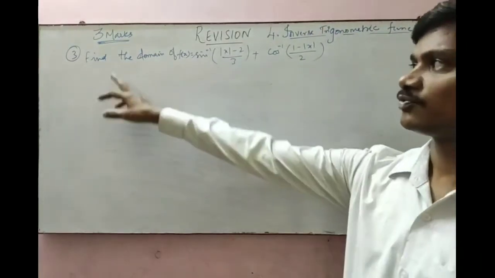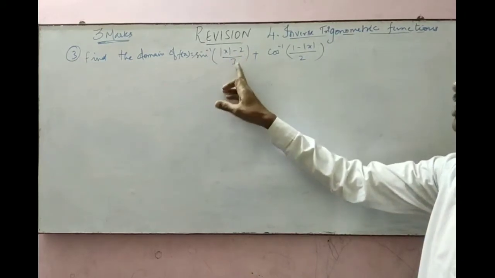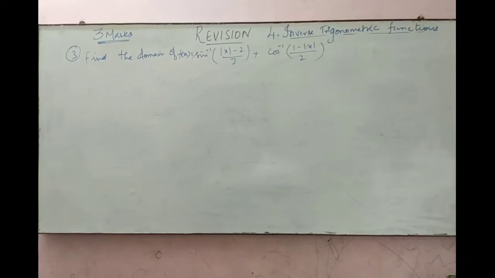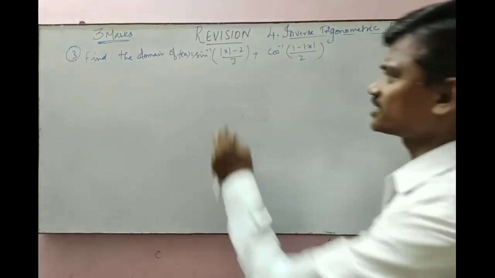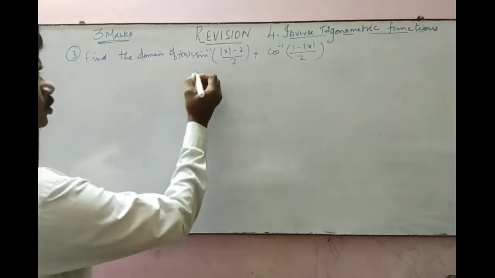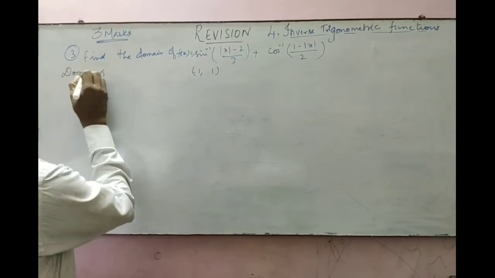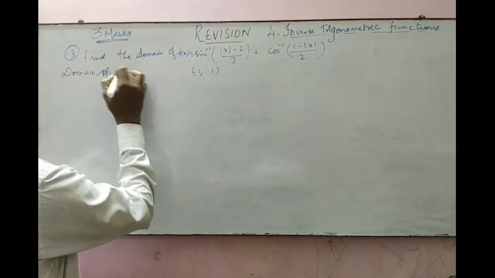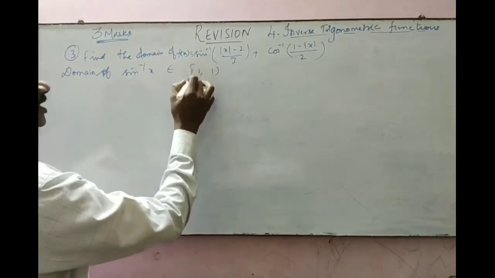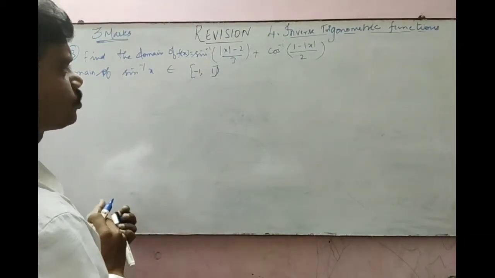Next, in the third sum, find the domain of f of x is equal to sin inverse of modulus of x minus 2 by 3 plus cos inverse of 1 minus modulus of x by 2. We know that for sin inverse of x as well as cos inverse of x, the domain is minus 1 to plus 1. The domain of sin inverse of x belongs to minus 1 to plus 1. For the cos inverse also minus 1 to plus 1.